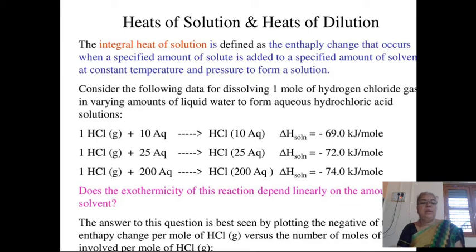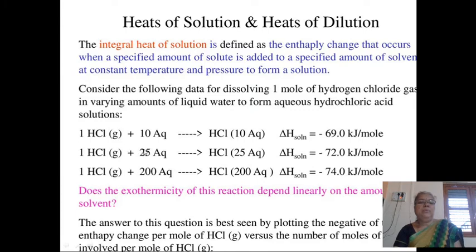Suppose, for example, we have taken 1 mole of HCl gas and dissolved it in 10 ml of water. We formed an HCl solution of volume 10 ml, and the enthalpy change of the solution, delta H, is equal to minus 69.0 kilojoule per mole.